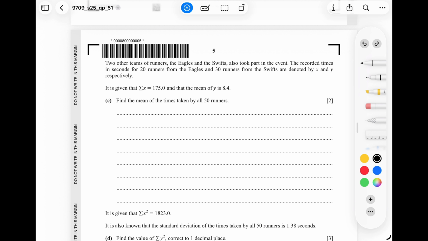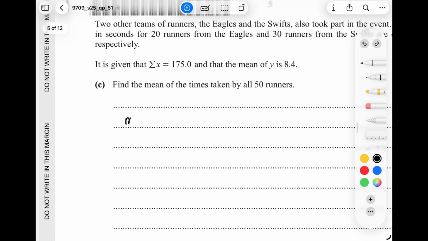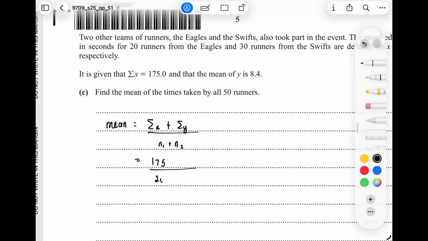So you cannot do it separately, right? You can't just find the mean and add it. That's not how it works. So what you have to do is you're finding the total mean, right? So mean is equal to sum of X plus sum of Y together, all over n1 plus n2. So we do have the sum of X, which is 157, and we also have the number of X, which is 20.